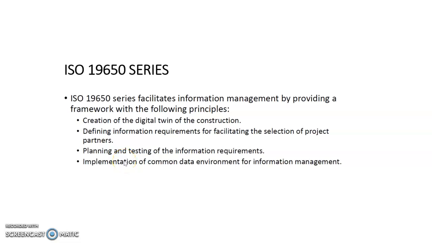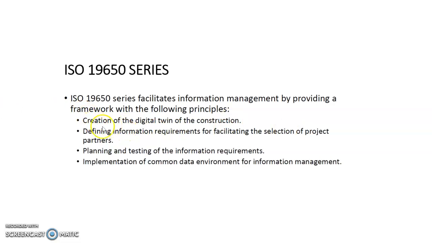Let's go into detail on the ISO 19650. That is in relation to building information modeling. The ISO 19650 is actually a series because there are 5 parts altogether, so sometimes I call it a series. It facilitates information management by providing a framework, and the framework uses the following 4 principles.